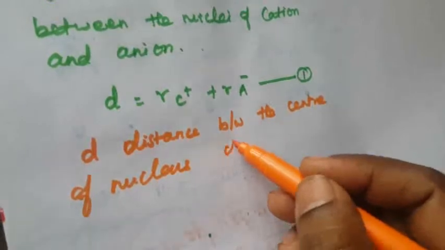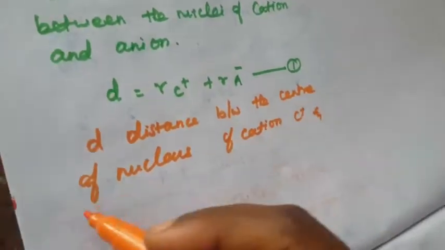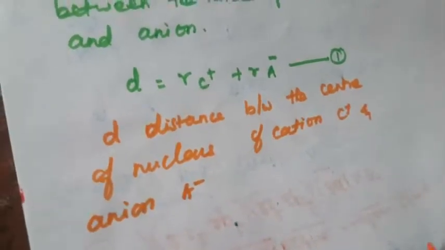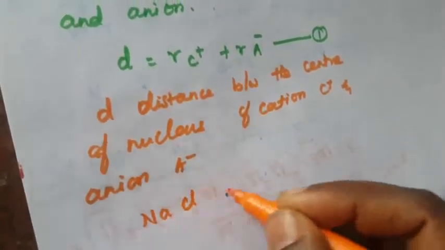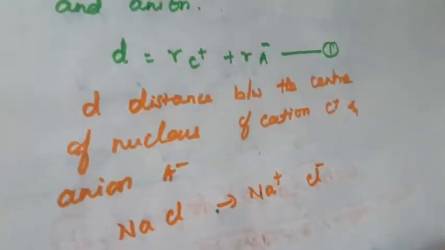of the cation C plus and anion A minus. Okay, and another thing Pauling assumed is the internuclear distance in the crystal sodium chloride. How to write? Na plus and Cl minus. We can write like this.